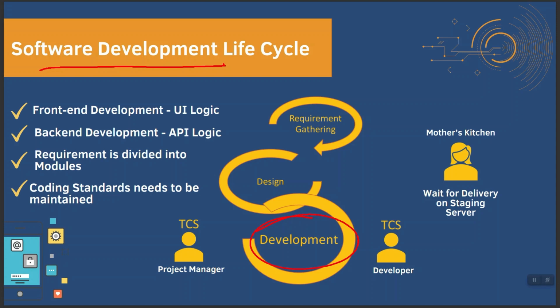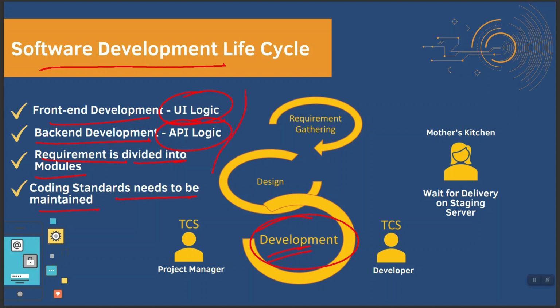Now, in this stage, front end development will be happening by the front end developer, who will be taking care of the UI logic. Back end development will also happen, where the API logic will be taken care of by the back end developer. The whole requirement will be divided into small modules. The coding standards need to be maintained. All these things will be happening in the development phase.